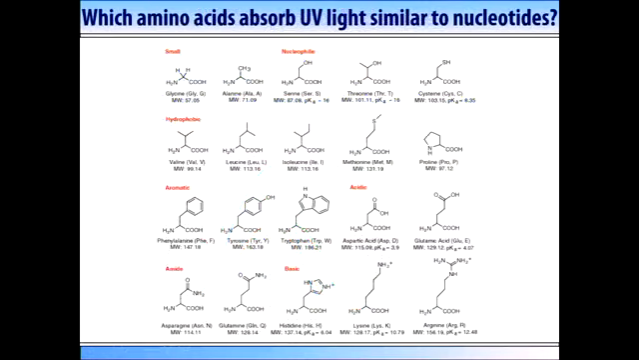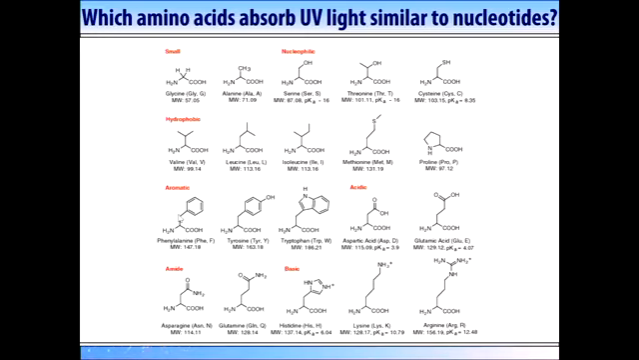So when you were studying the amino acids, which amino acids do you think would be absorbing UV light, just like nucleotides? Yes, tryptophan. Actually, they're already grouped here: phenylalanine, tyrosine, and tryptophan. Something else? No. Proline, does it have aromatics? Histidine, that's true. Okay.